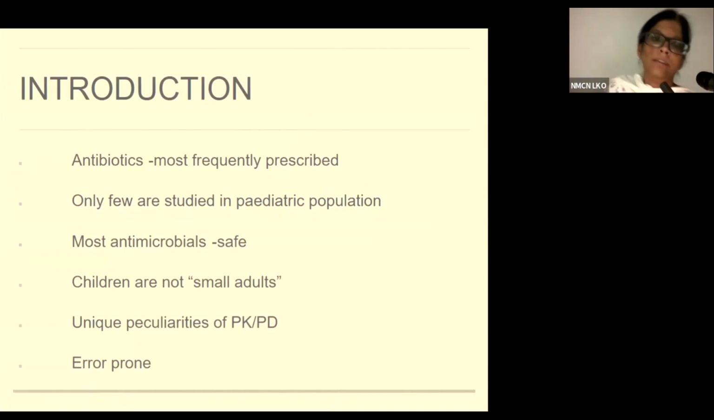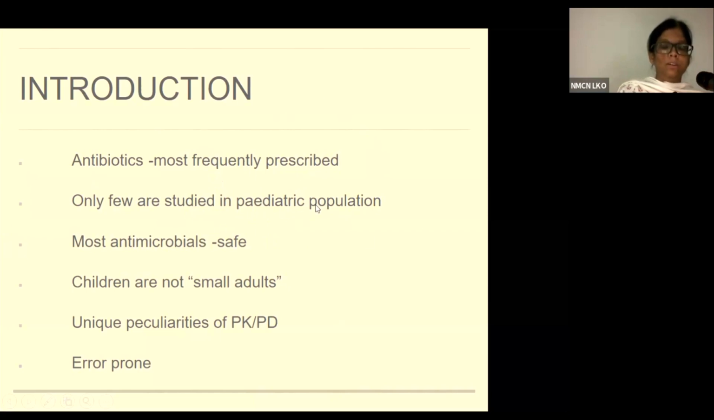So as we know, antibiotics are the most frequently prescribed drugs. In any chart, you will invariably see antibiotics. Even though they are so often prescribed, even in the pediatric population, there are only a few drugs which are actually studied in the pediatric population. Most antimicrobials are given based on the studies which are done in adults.